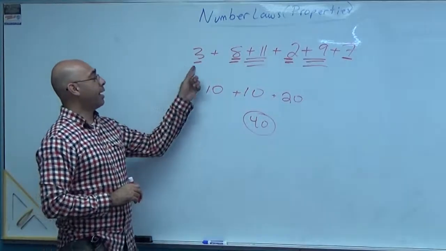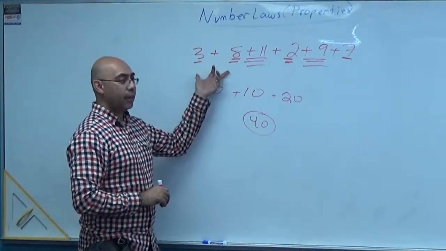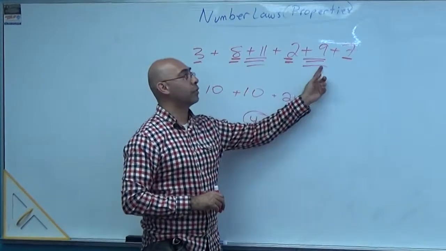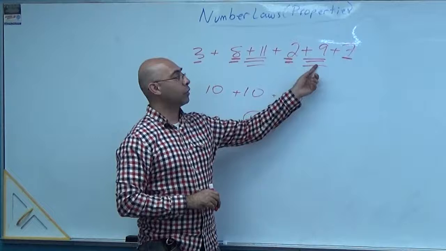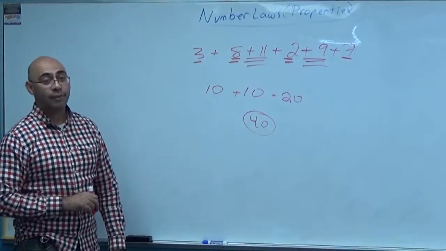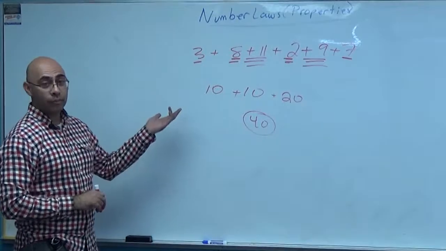How many of you guys did 8 plus 3 is 11? 11 plus 11 is 22. 22 plus 2 is 24. 24 plus 4 is 33. 33 plus 7 is 40. I mean, you could do it that way, but you don't need to.